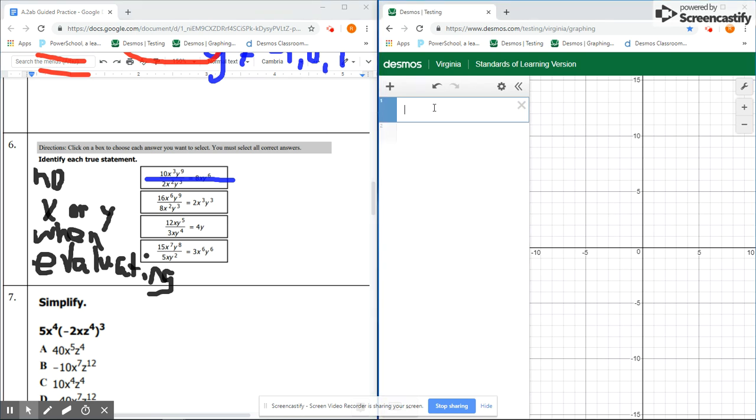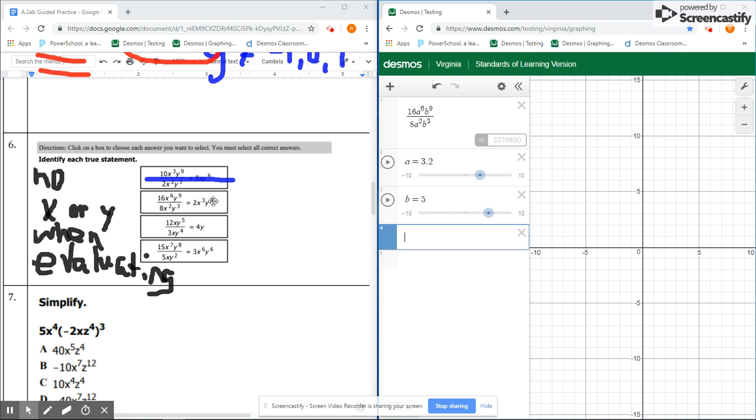Let's try B very quickly. Fraction bar. In the numerator, we have 16. Can't use x. 16a to the 6th, b to the 9th, divided by 8a to the 2nd, b to the 3rd. I'm going to add a slider, change it to whatever. We get this big number here, 3,276,800. I'm going to type in what it's supposed to equal, 2a to the third, b to the third. We get 8,192. So that's not the same answer.